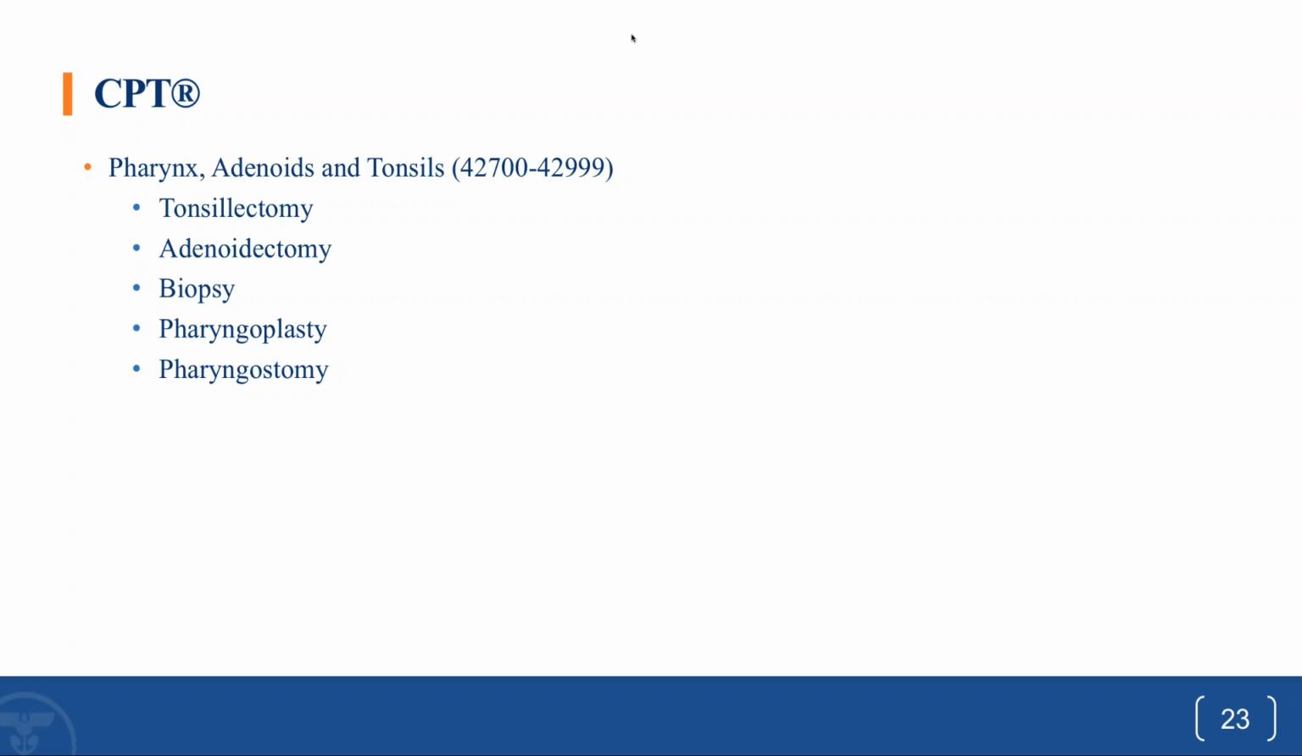Go down a little further. Perfect. So for those of you that said 42825, you are correct. And let me just mention something, because the first option we wanted to choose was 42820, right? But 42820 says tonsillectomy and adenoidectomy. So that's two things. And I'm glad that you brought that to my attention.